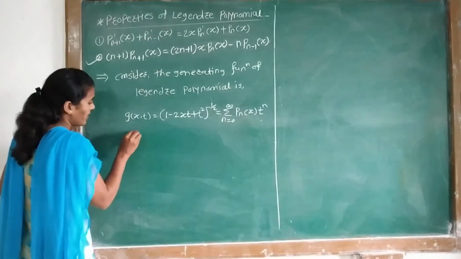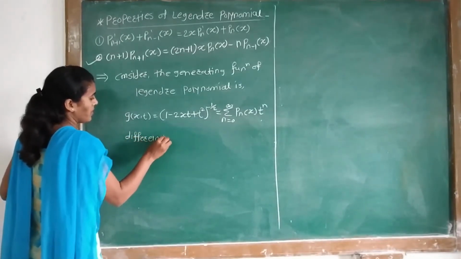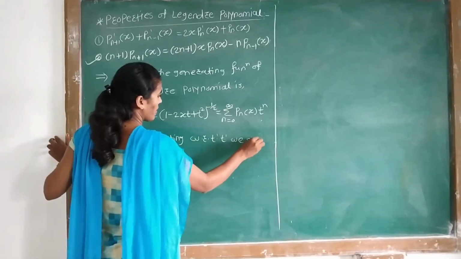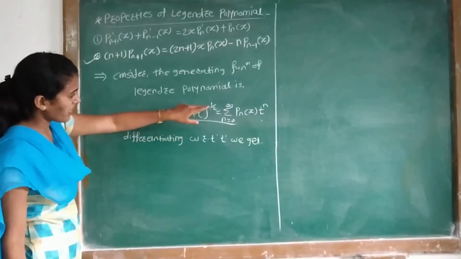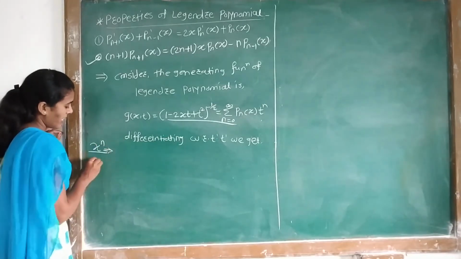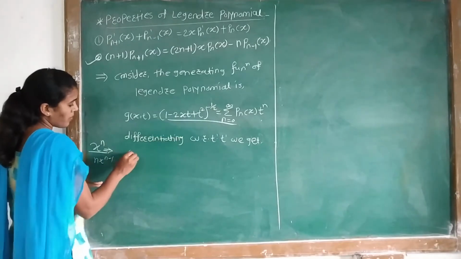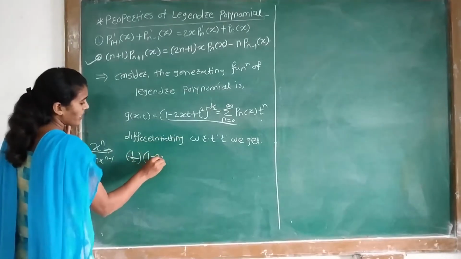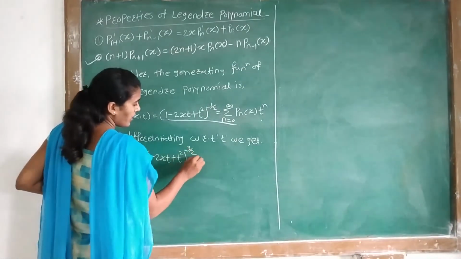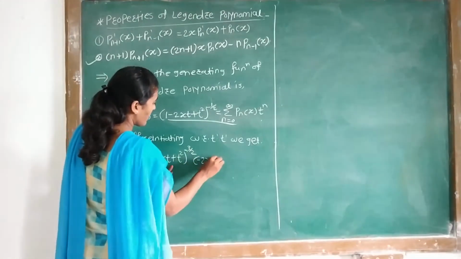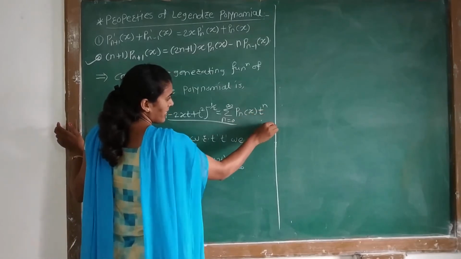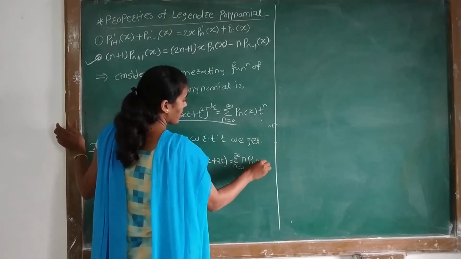Now, differentiating this equation with respect to t, we get, for the term (1 - 2xt + t^2) raised to minus 1/2, similar to x raised to power n, whose derivative is n x^(n-1), minus 1/2 into (1 - 2xt + t^2) raised to minus 1/2 minus 1, which is minus 3/2, into the derivative of (1 - 2xt + t^2), which is minus 2x plus 2t, is equal to summation over n = 0 to infinity n P_n(x) t^(n-1).